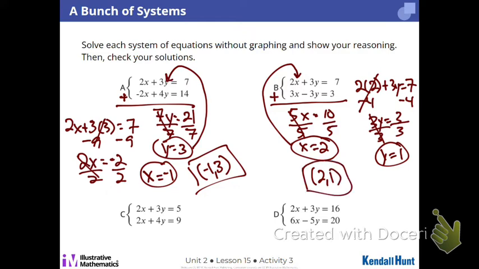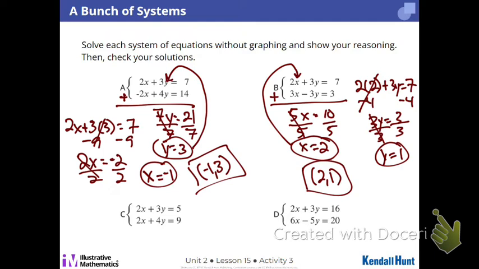Awesome. Let's make sure. I put 2 here, I have 4. 4 plus 3 is a 7? Yes. Put 2 here, I have 6. 6 minus 3 is 3? Good. That ordered pair satisfies both lines, which means it's the point that they cross.